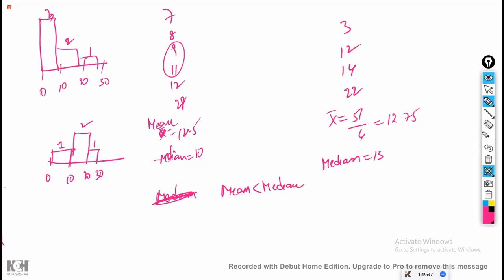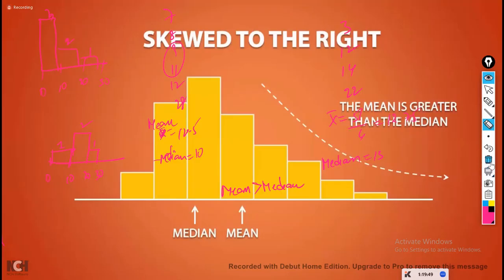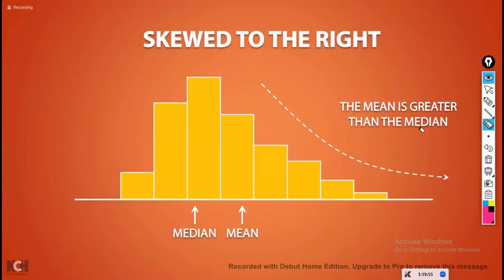So, the mean is greater than the median. In this case, the mean value is 12.5, the median is 10. The mean is greater than the median. Can you see here? For a right skewed distribution, the mean is greater than the median. We need not memorize it.